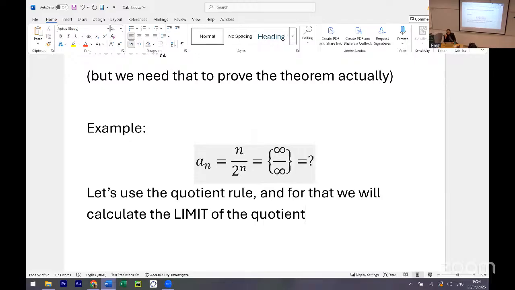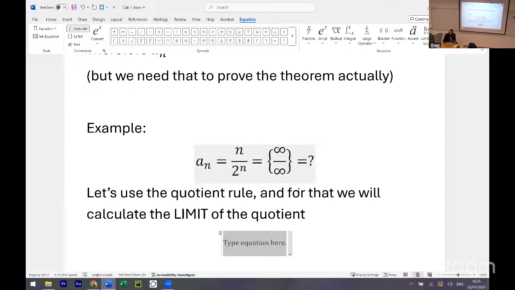And that's similar to what you say in a way. It just says that the next element is smaller than the former one. That means that the series is decreasing. It does not mean necessarily that it's decreasing to 0. We have to calculate the limit of the quotient, and then we can use the rule.